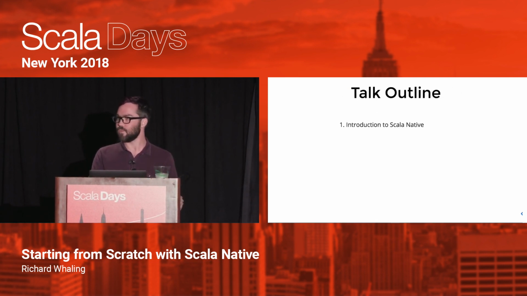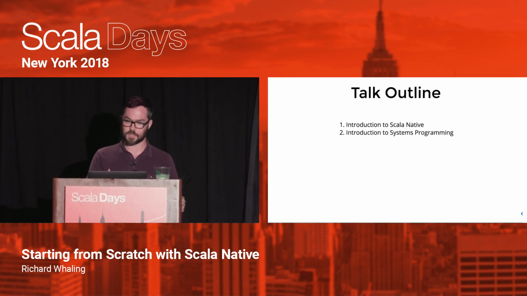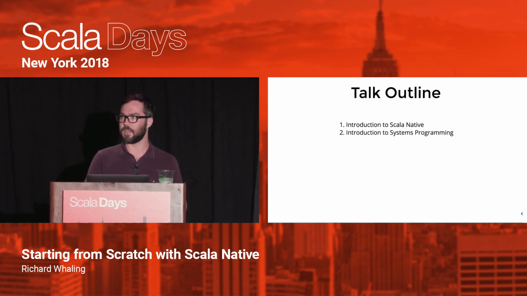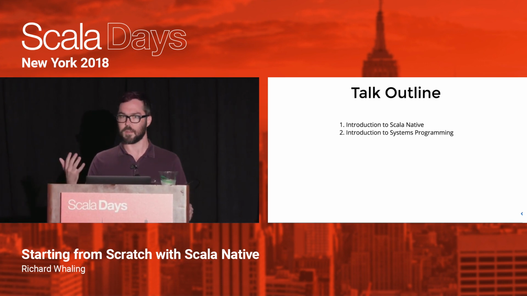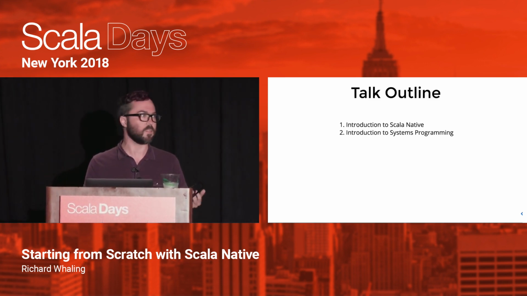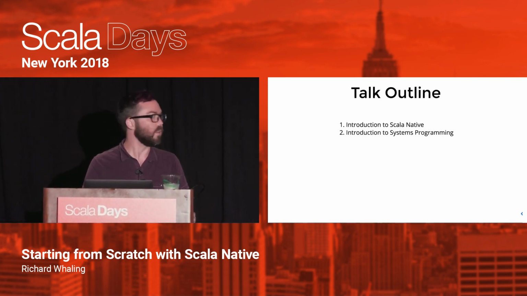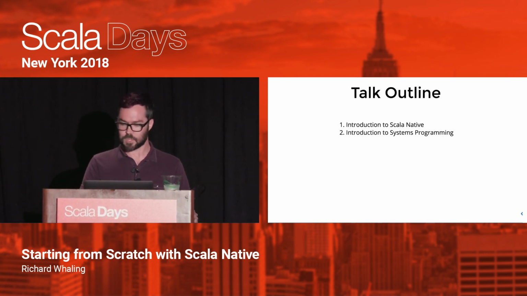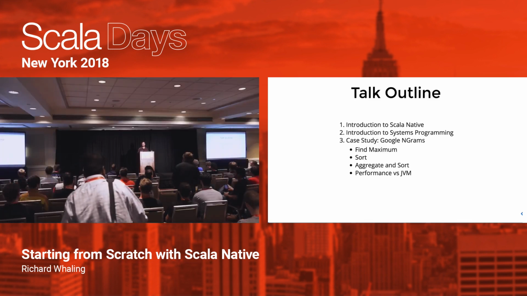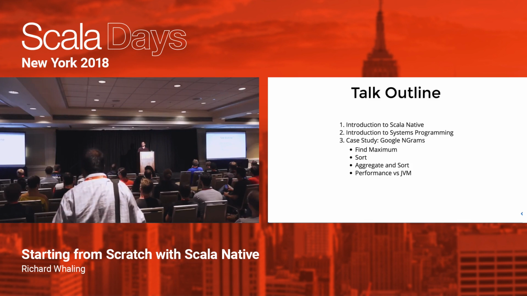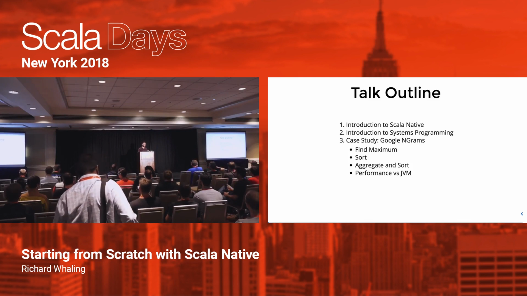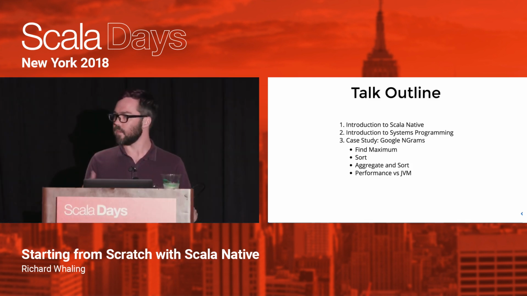So in terms of the actual content, I'm going to start with a really quick introduction. This is what Scala Native is, and then spend a fair amount of time just talking about how to work close to the metal. Like, what does it mean to work at a lower level without a virtual machine doing work for you. And then we're going to go right from there into writing a real program with real data at scale. We're going to take the Google Ngrams data set, which I'll talk a lot more about when we get there, and work through a few simple algorithms on it.